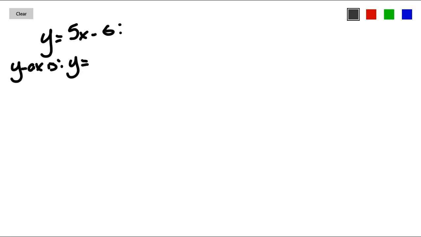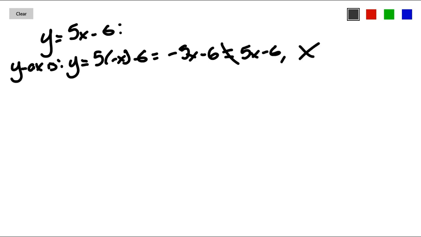Let's say that I had y is equal to 5x minus 6. If I want to test for symmetry about the y-axis, I plug in a negative x and see if I get the original function. So I'll have y is equal to 5 times negative x minus 6. And that's going to give me negative 5x minus 6. And I can see that this is not equal to the original function, so there's no y symmetry.